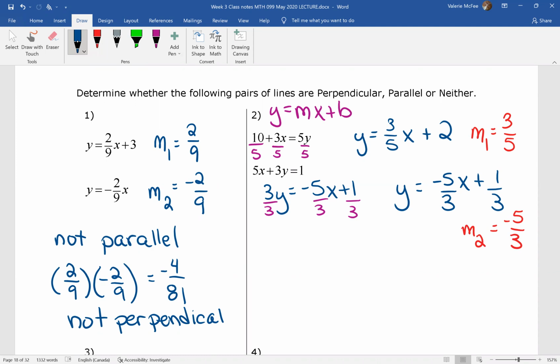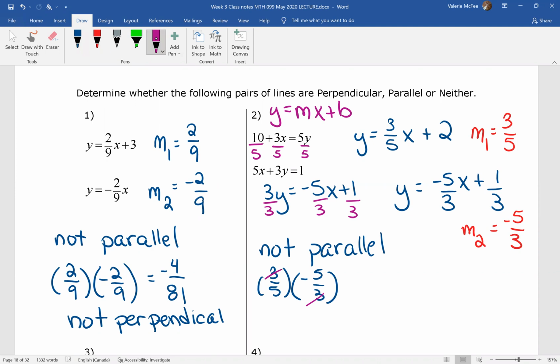They are not the same, so we know they are not parallel. If we multiply the slopes, we see that it equals -1. That means these lines are perpendicular.